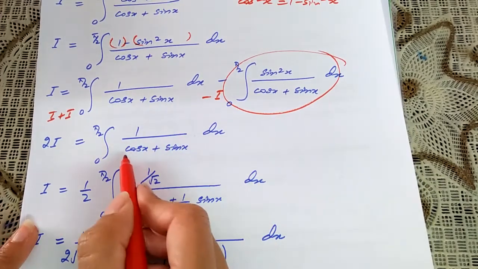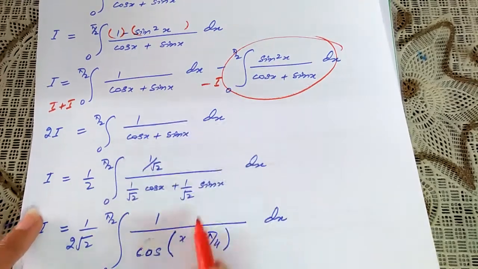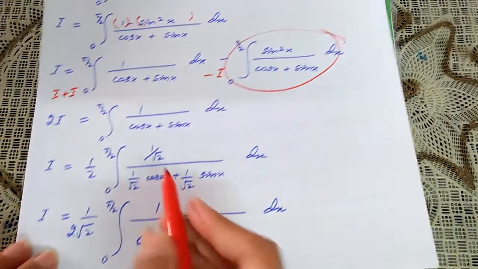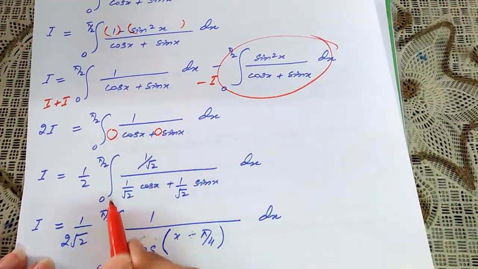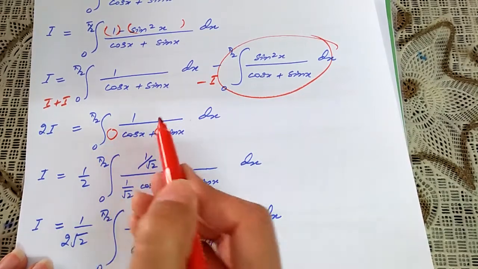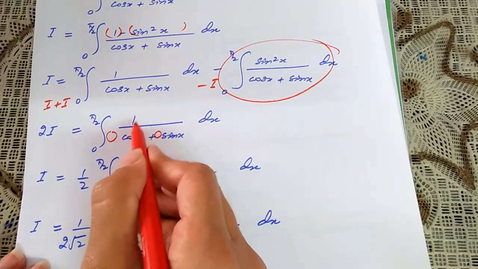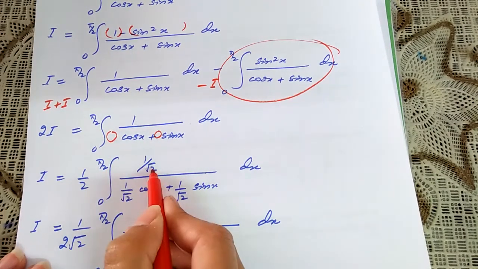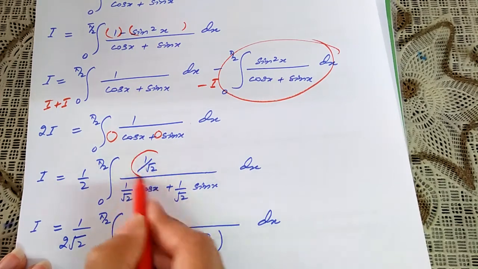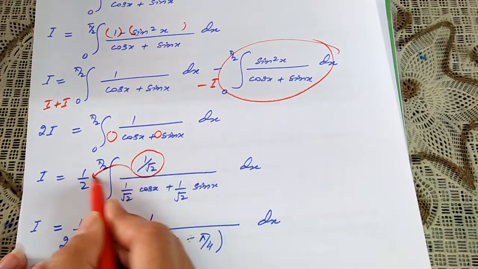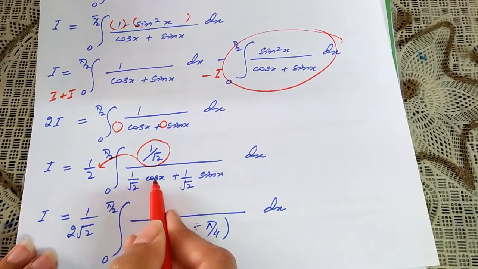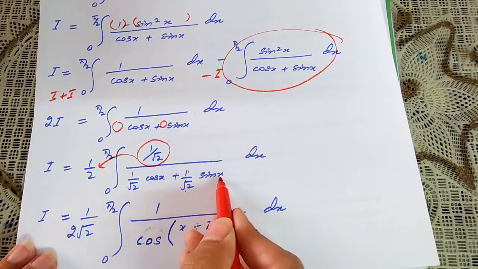How? I want to complete here this kind of formula. For that purpose, I need some other constants as well, and the same angle here. I am multiplying this with 1 over root 2 and dividing it with 1 over root 2 as well. This 1 over root 2 will come outside. It will become 1 over 2 root 2, times (1 over root 2 cos x plus 1 over root 2 sin x).